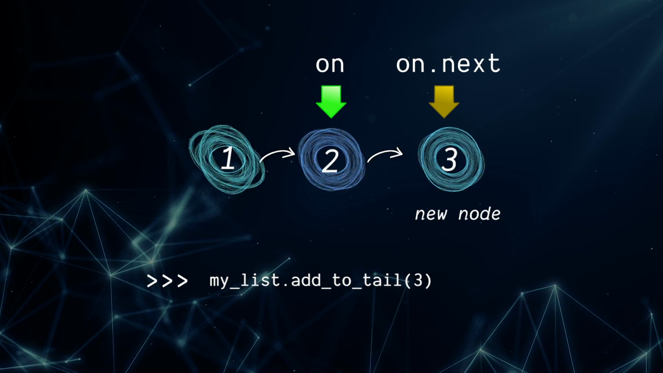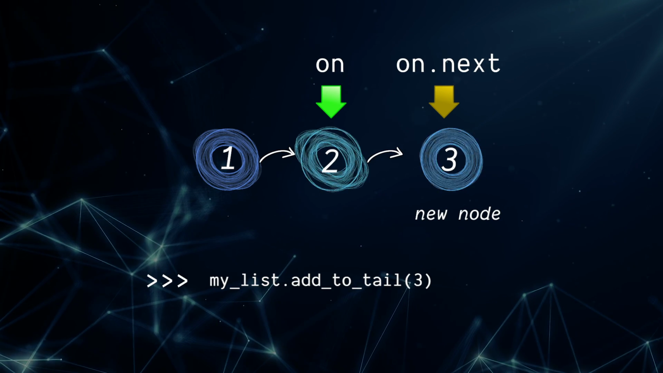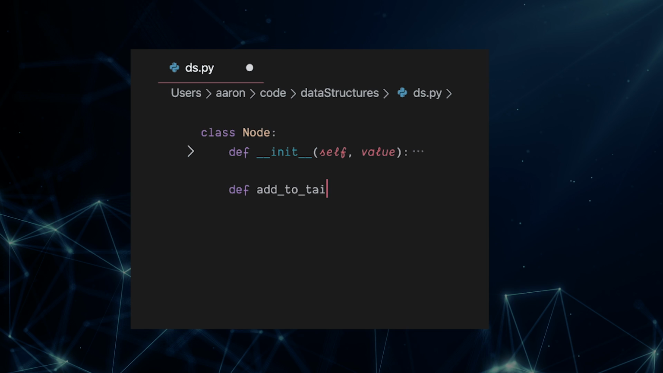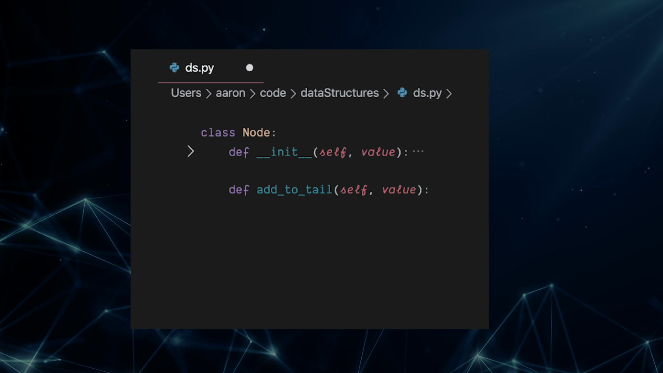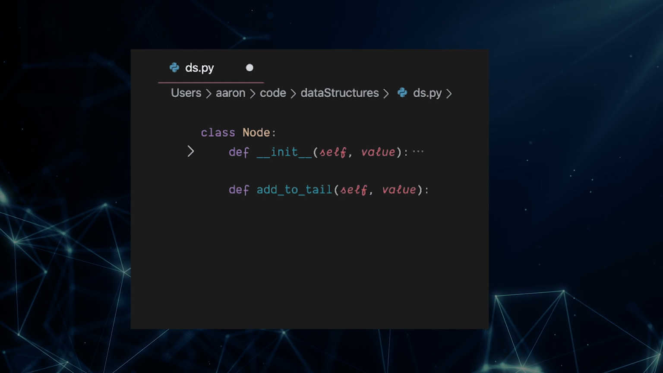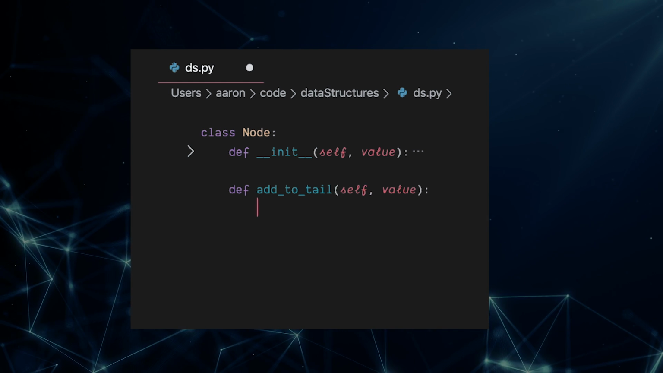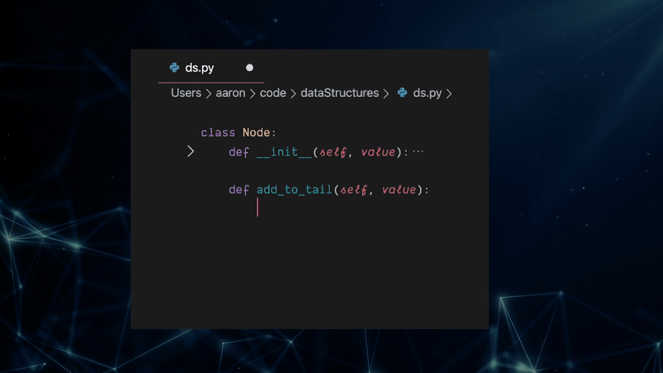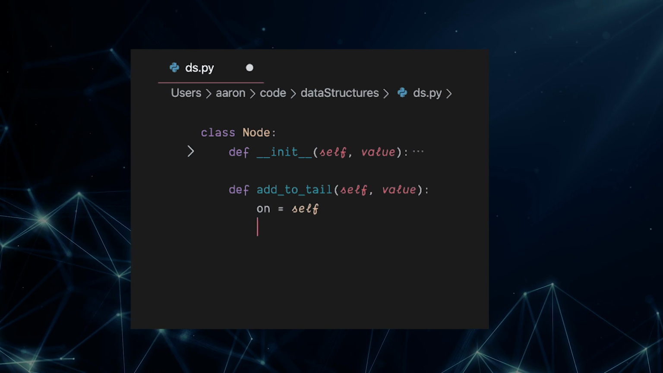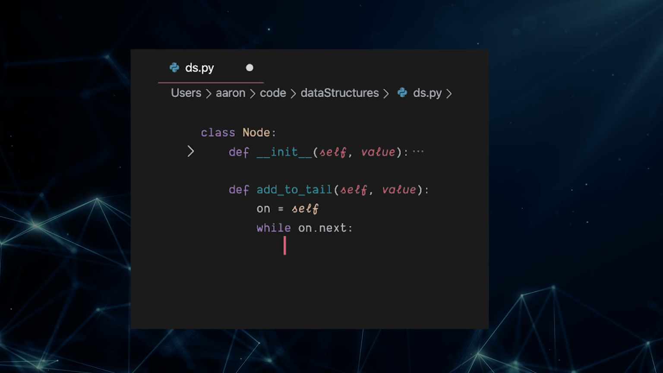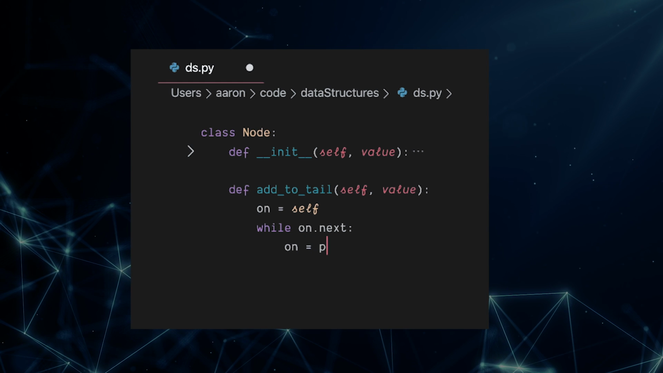Finally, let's write some code. I'm just going to write Python code since the JavaScript is pretty much the same. Let's create that add to tail method on our node class. We'll of course need value as an argument. Remember, in almost all these methods, we're going to need the on pointer to traverse our list, so let's write that first. Since we're writing a loop, we have to think of our break condition, which will be when we hit the end of our list, or on.next is none.